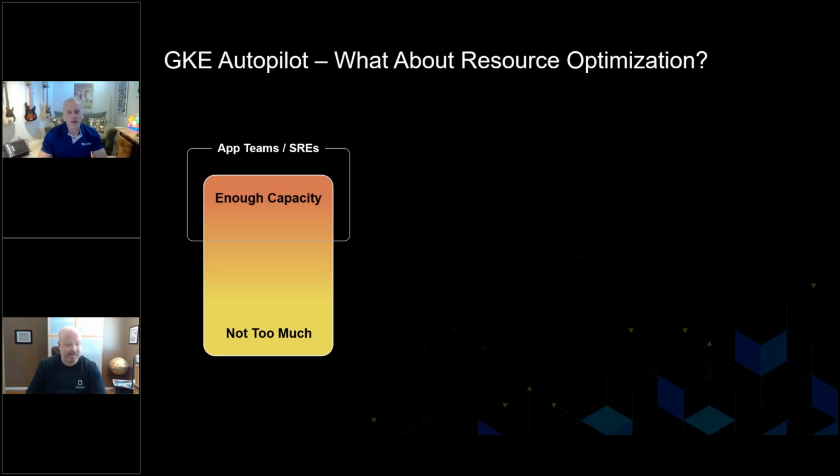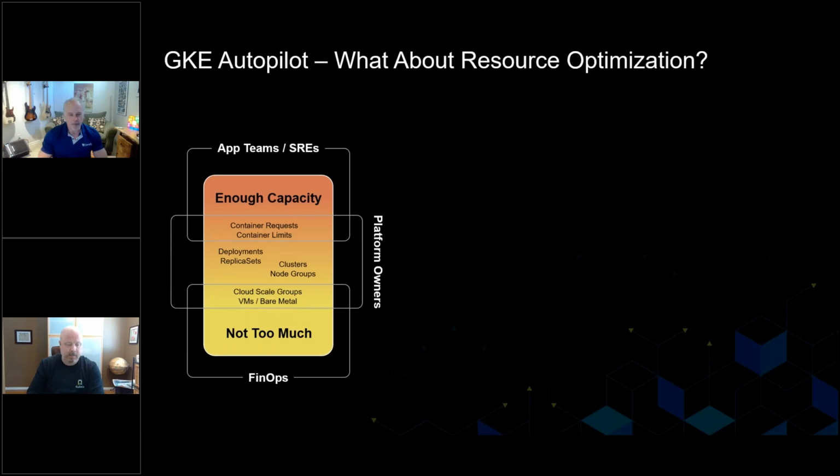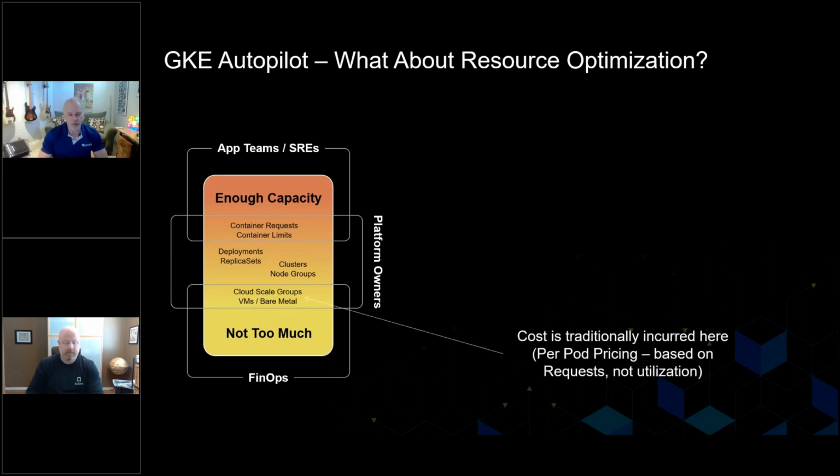But anyhow, when we think about resource optimization and whether or not you get that handled by GKE Autopilot, the problem is it's not there. So obviously, your app teams and your site reliability engineering teams care about having enough capacity, and FinOps is making sure that, hey, it's not too many resources. We have to keep budgets in line. And platform owners care about both things. So they all have different dials and things that they can control and twist.